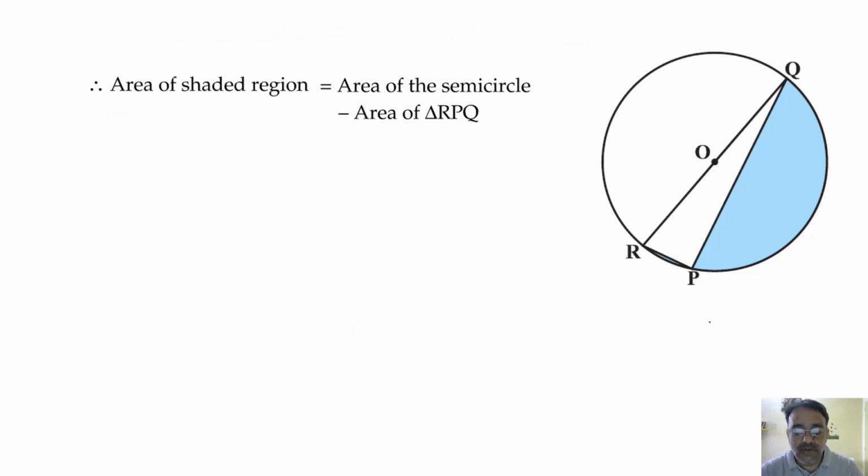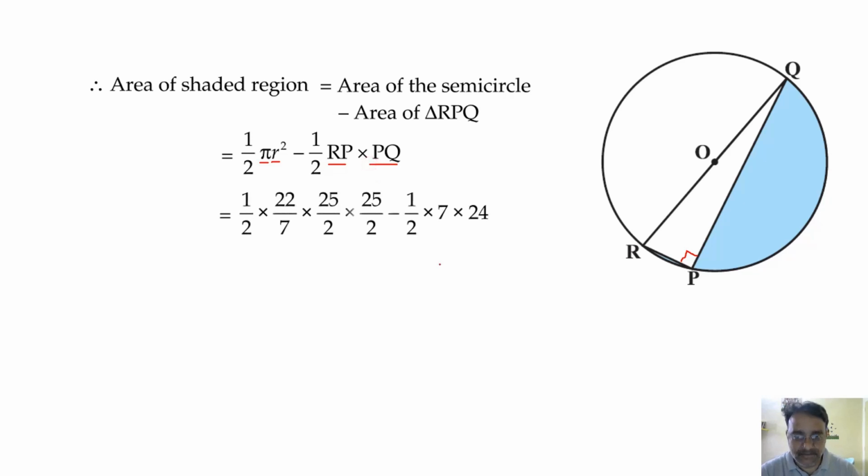Okay. So now what is the formula of area of semicircle? Half into pi r square. Very good. Half into pi r square. And area of triangle is half into base into height क्योंकि ये 90 degree है. So this is base and this is height. So we'll substitute the value of pi 22 by 7, radius is 25 by 2 and RP we have 7 and this is 24. Okay.